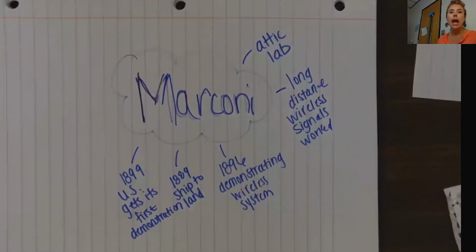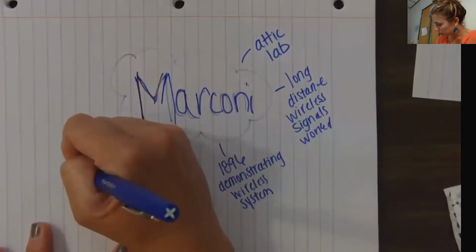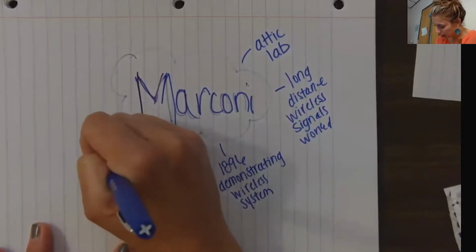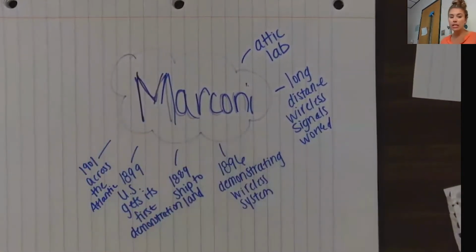Then, in 1901, for the unbelievable transmission of a message from England to Canada, all the way across the Atlantic Ocean. Let's write 1901 across the Atlantic Ocean in our graphic organizer. 1901, across the Atlantic. Wow, I've got so much stuff on my graphic organizer.